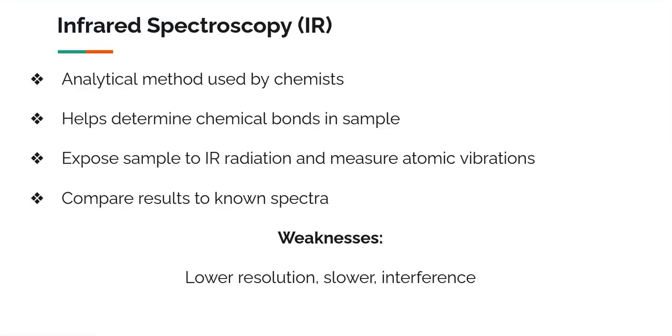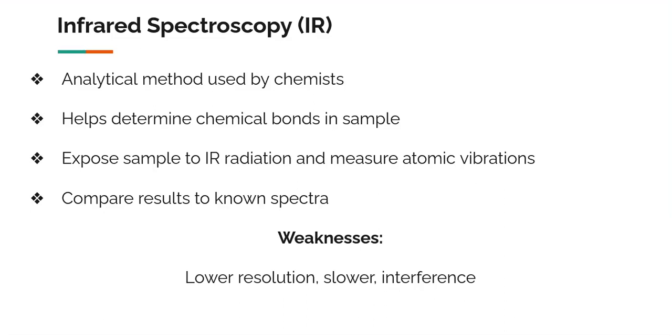Infrared spectroscopy, called IR for short, is an analytical method used by chemists like myself. It helps us to determine the chemical bonds present in a sample. What it involves is exposing your sample to IR radiation and measuring resultant atomic vibrations. This will generate data which can be compared to known data.